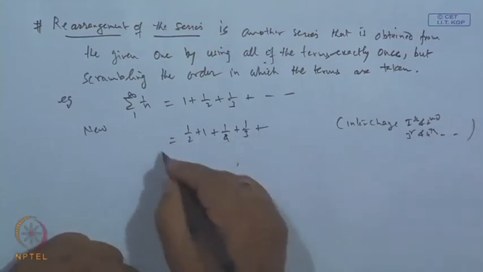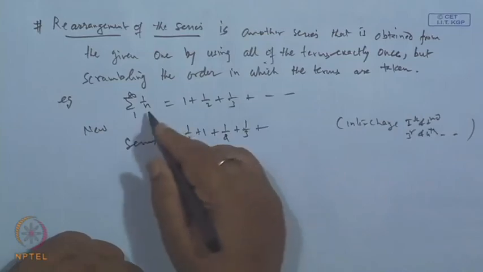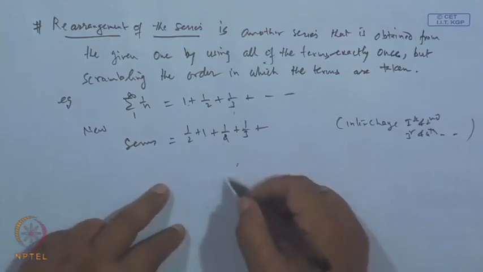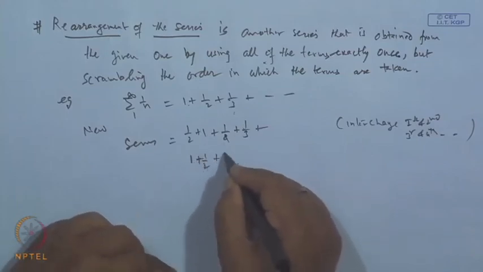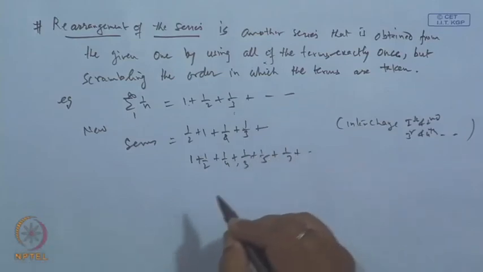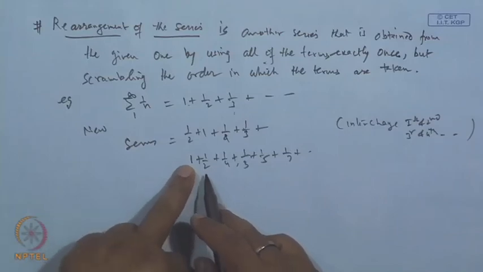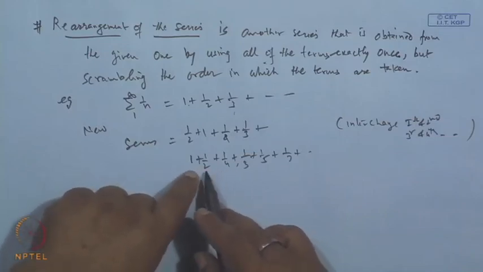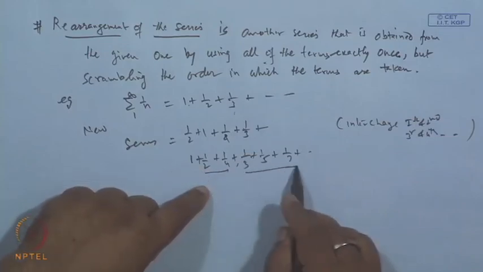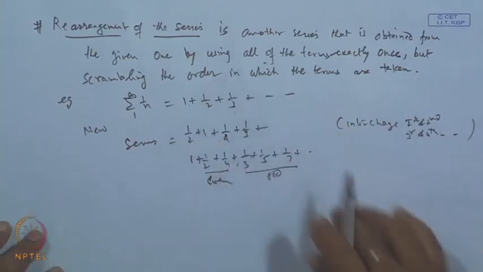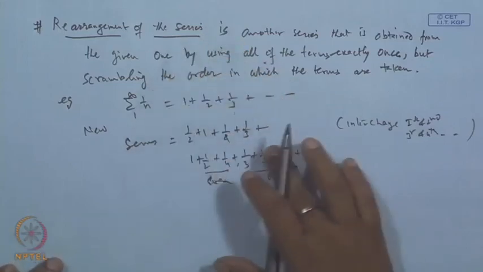So, this is a new series obtained by rearranging the terms. Or maybe another series, if I take it like this: 1 plus half plus 1 by 4, then 1 by 3, 1 by 5, 1 by 7, and so on. That means we choose first the even terms, then odd terms, and so on. This will give a different series, and the rearranged series will have a different nature, which we will discuss later on. Thank you very much.